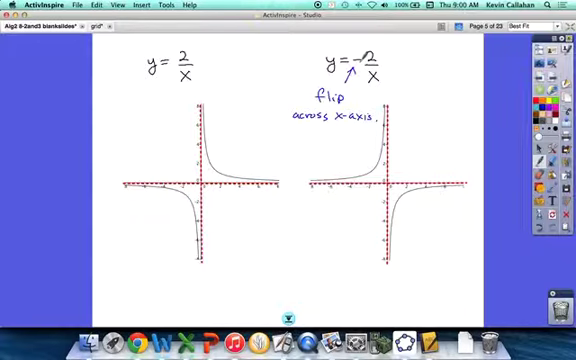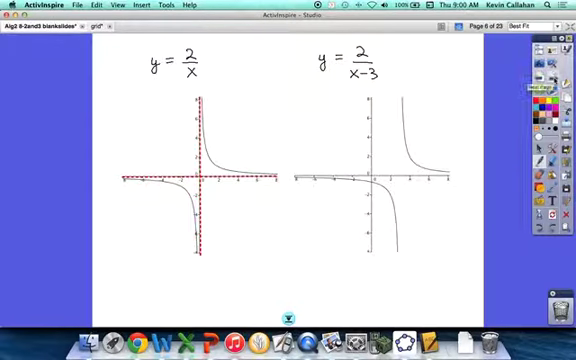Put a minus in front of the function, it's flipped. Okay, what does it normally do to the graph of a function if we subtracted inside? Was it up, down, left, or right? Right, okay. So when it says 2 over x minus 3, that minus 3 is inside the function. So that should move our graph 3 to the right.